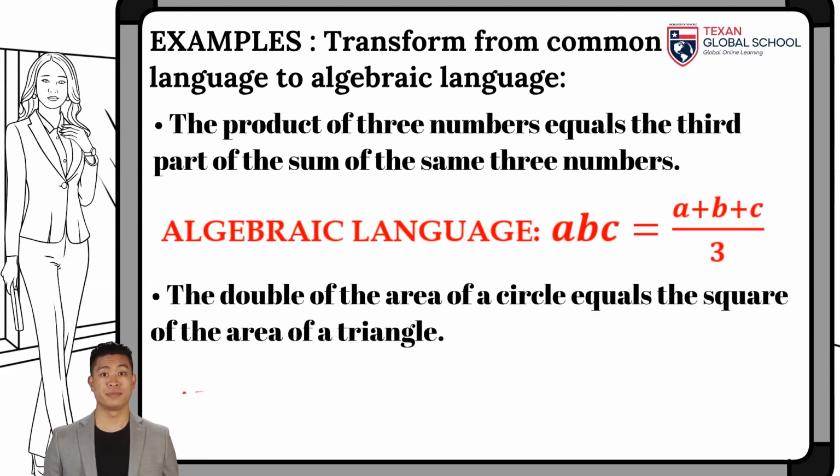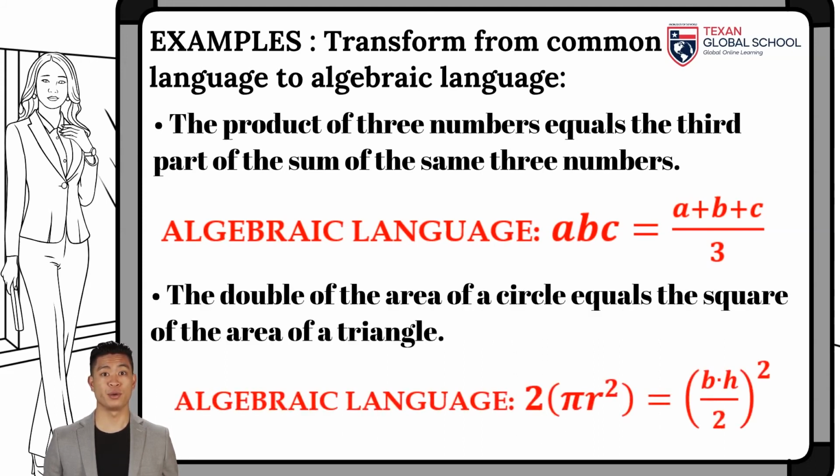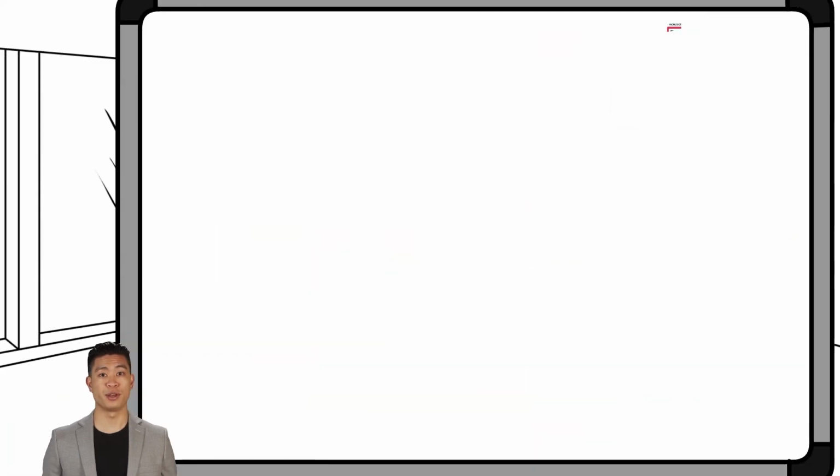The statement: the double of the area of a circle equals the square of the area of a triangle. Algebraically, it can be represented as 2 times the area of a circle, pi times the radius squared, equals b as the base times h as the height over 2 squared.